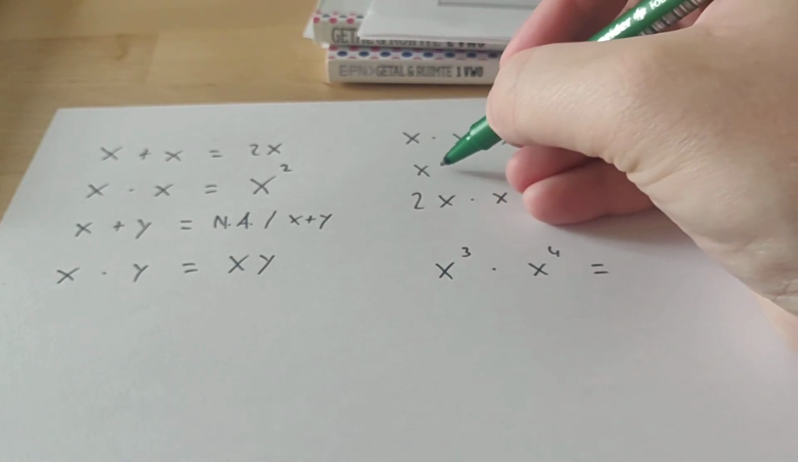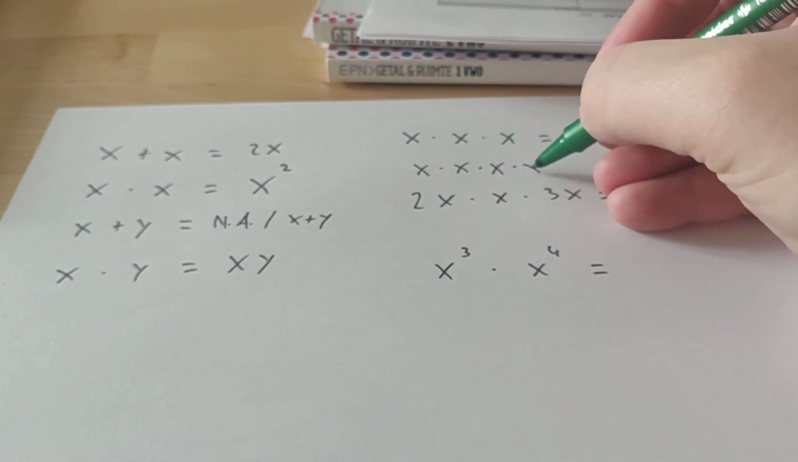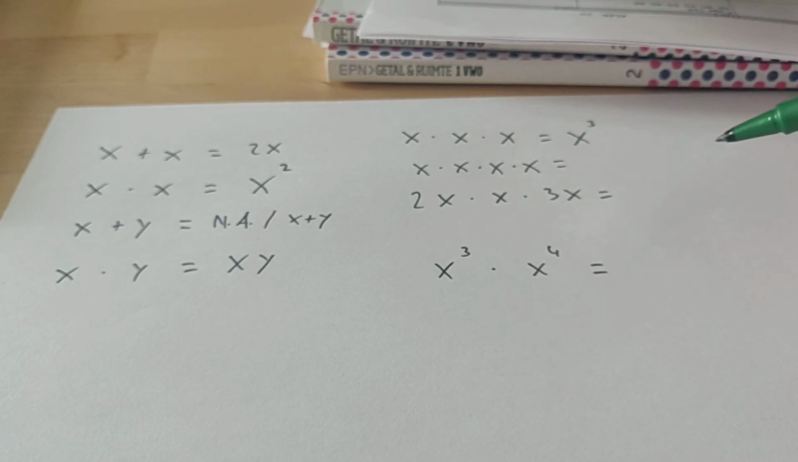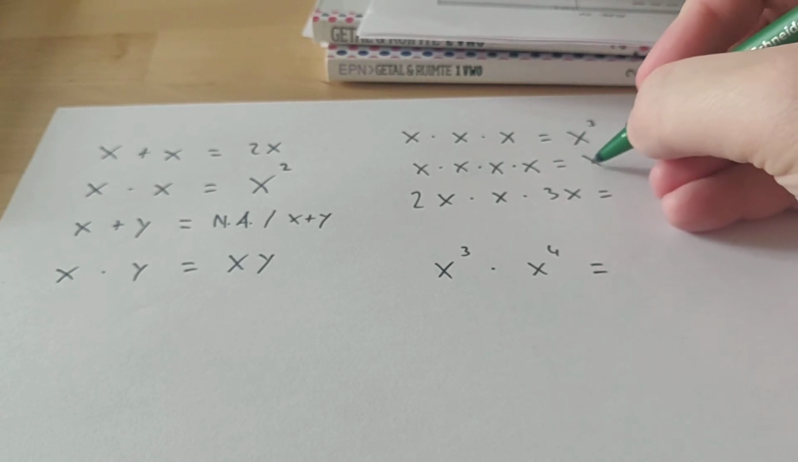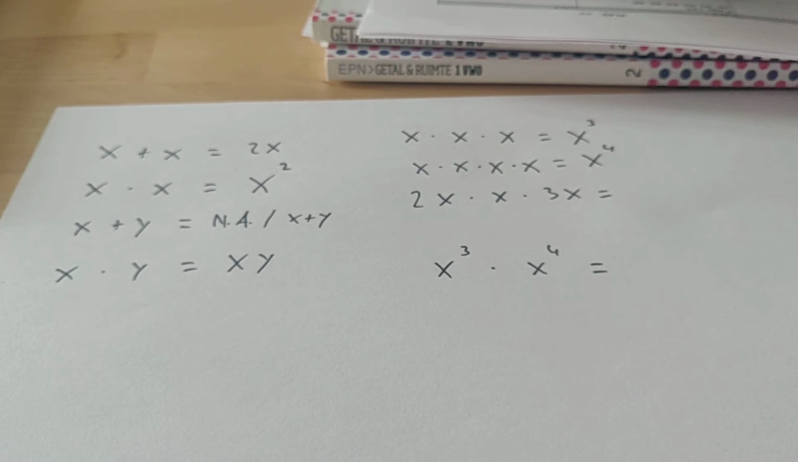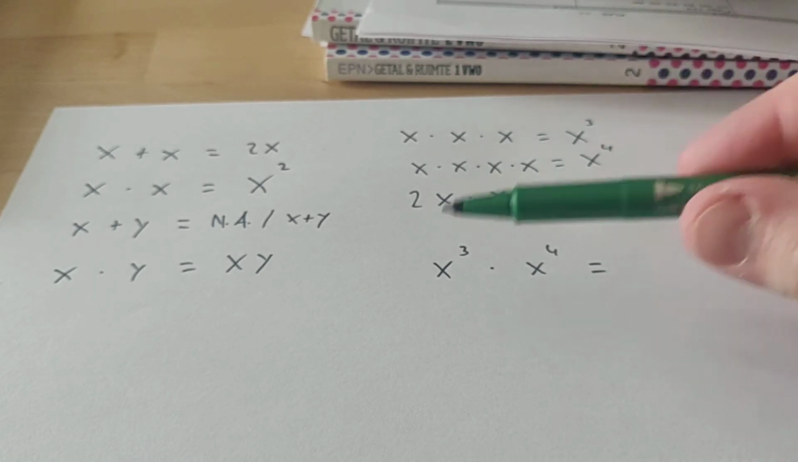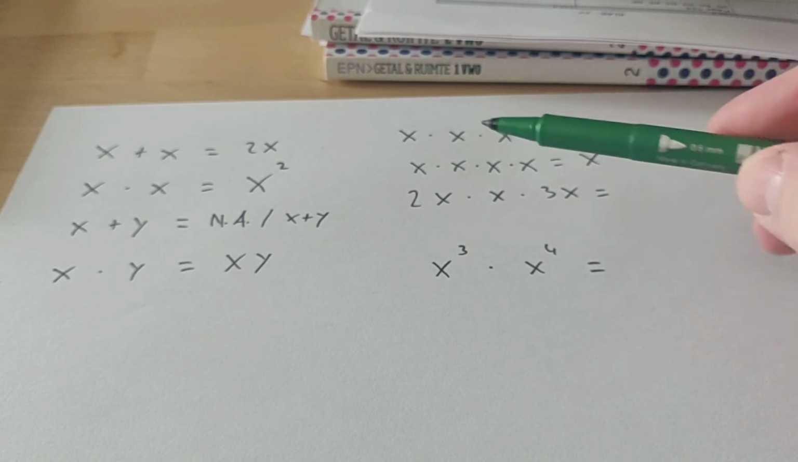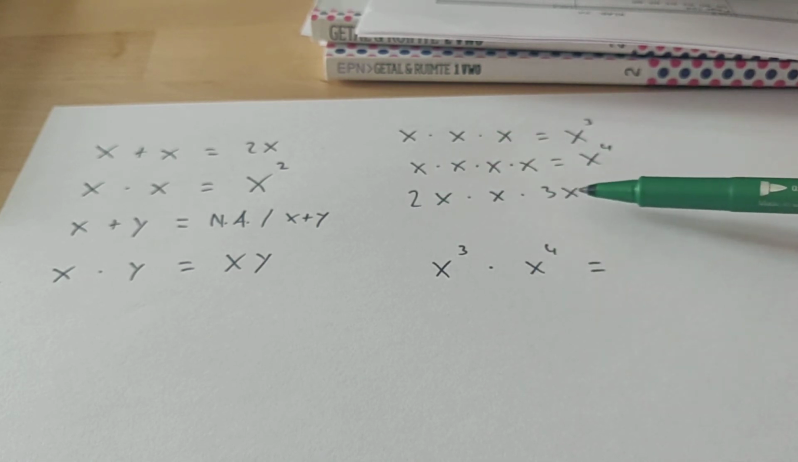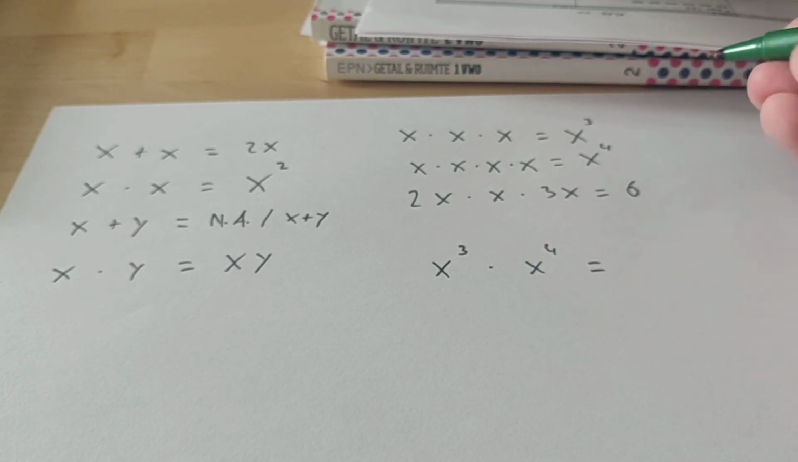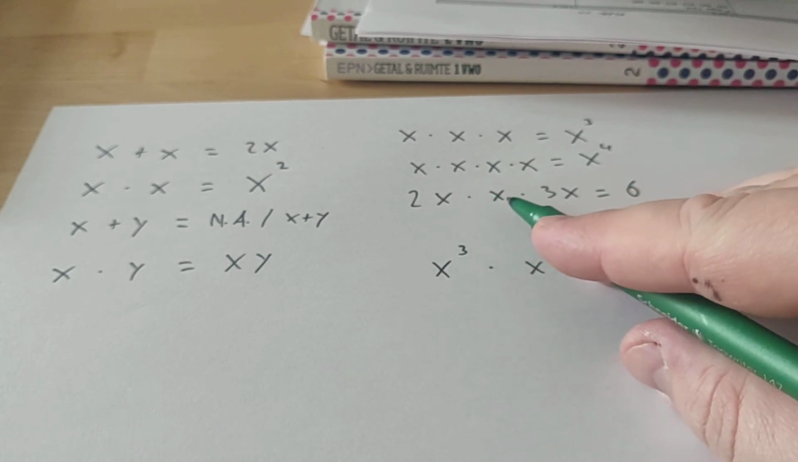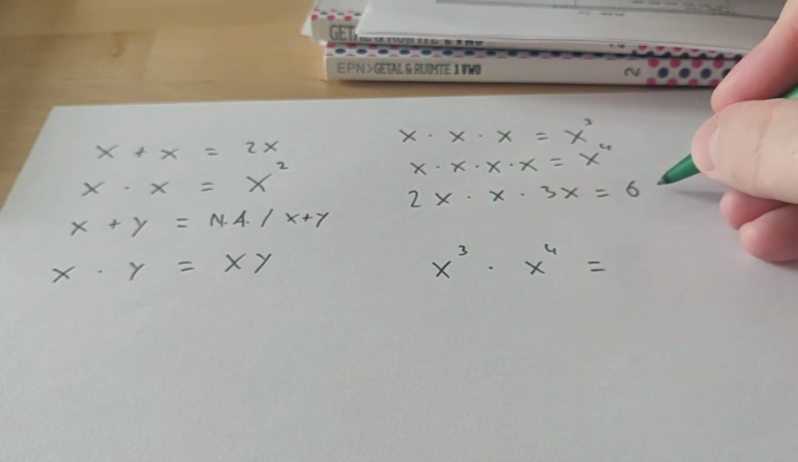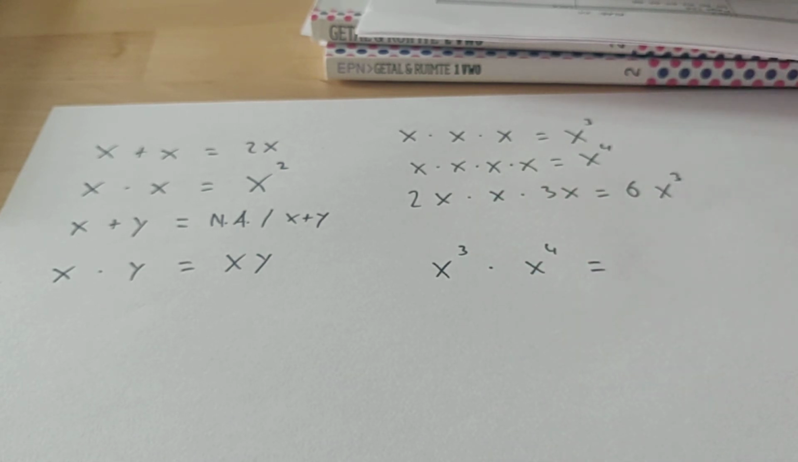So just a short intermediate thing here. If I do x times x times x times x, it's going to be x to the power of 4. Now sometimes you see some other numbers also. Here I have a 2 and a 3. So what you do here is first you calculate 2 times 3 is 6. And then we take a look at these letters. X times x times x is going to be x to the power of 3.